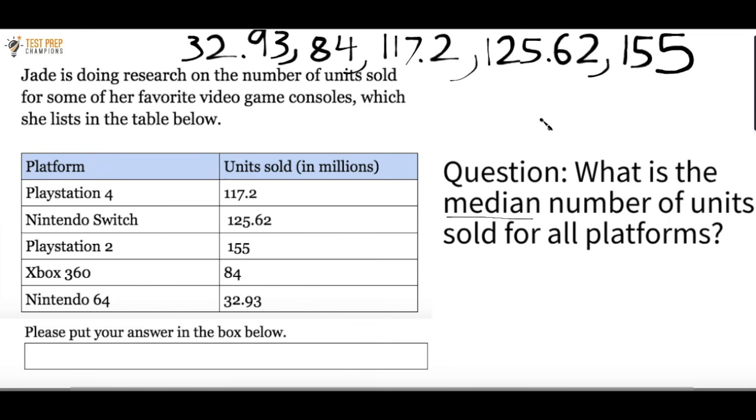But anyway, now what I did was I just wrote the numbers in order from smallest to largest and went on a little tangent while I did that, but this is the first step here.